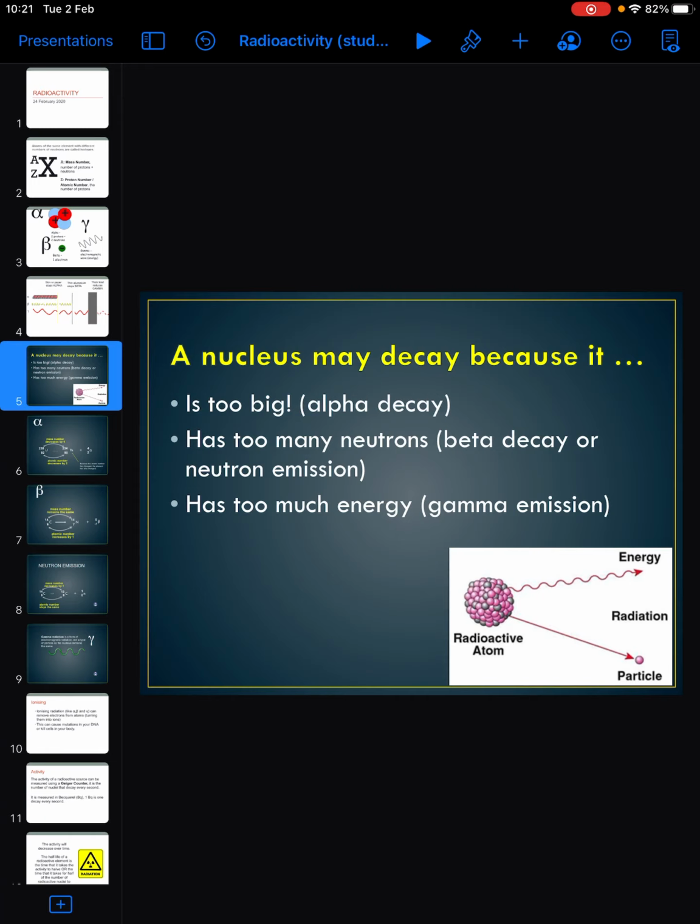Now you need to know how the nuclei change when they emit these different types of radioactivity and be able to fill them in, in what we call decay equations.